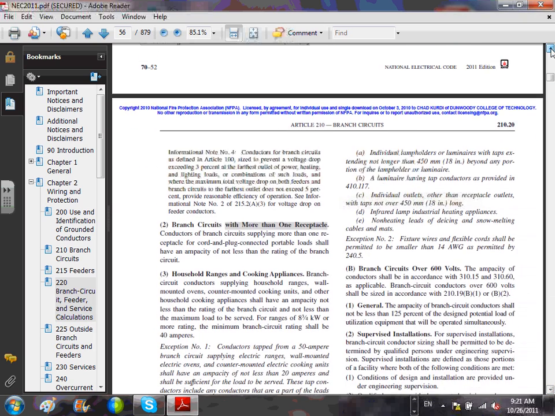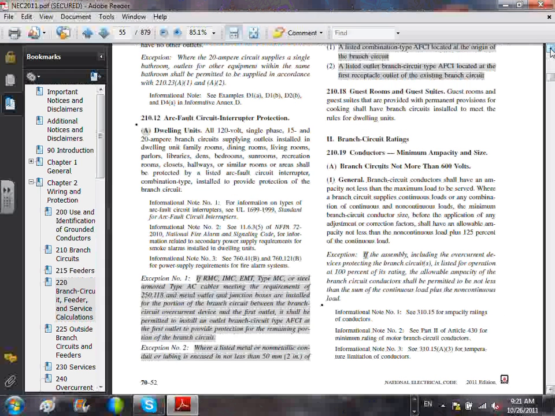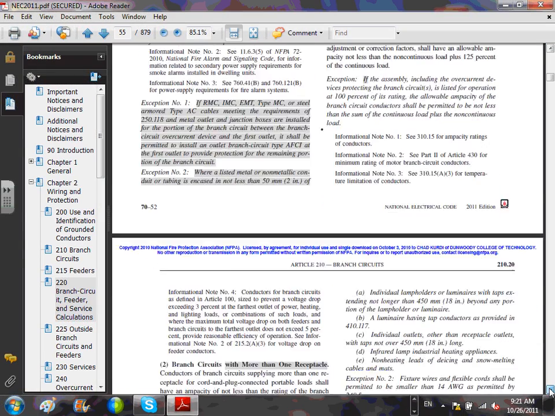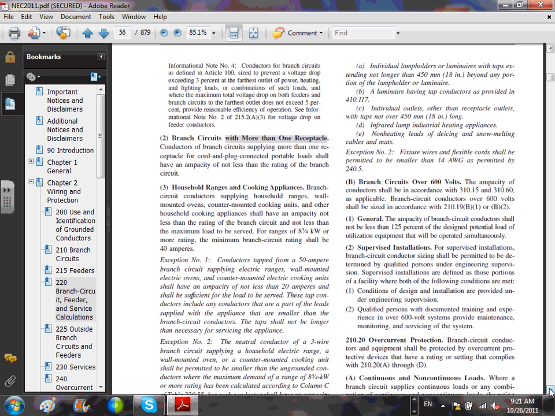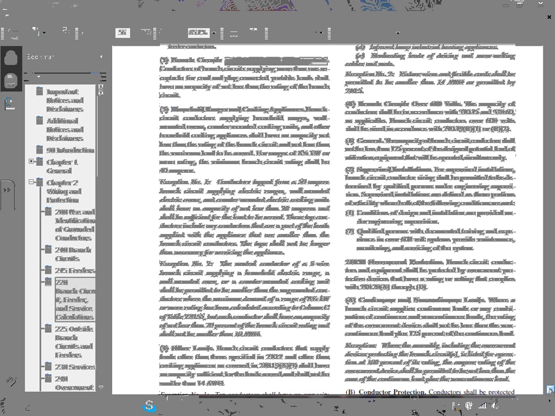Okay, so if you guys do me a favor, we're looking at right here. We're looking at branch circuits. You see that? Branch circuits not over 600. So 210.19A. We're going to go all the way to 3. Right here. To 3. I want you guys to look at this and highlight it.